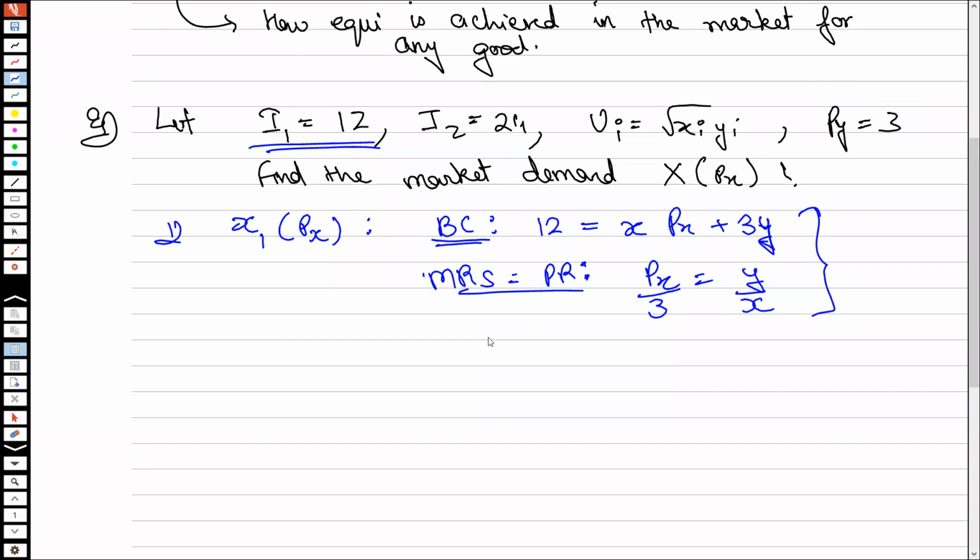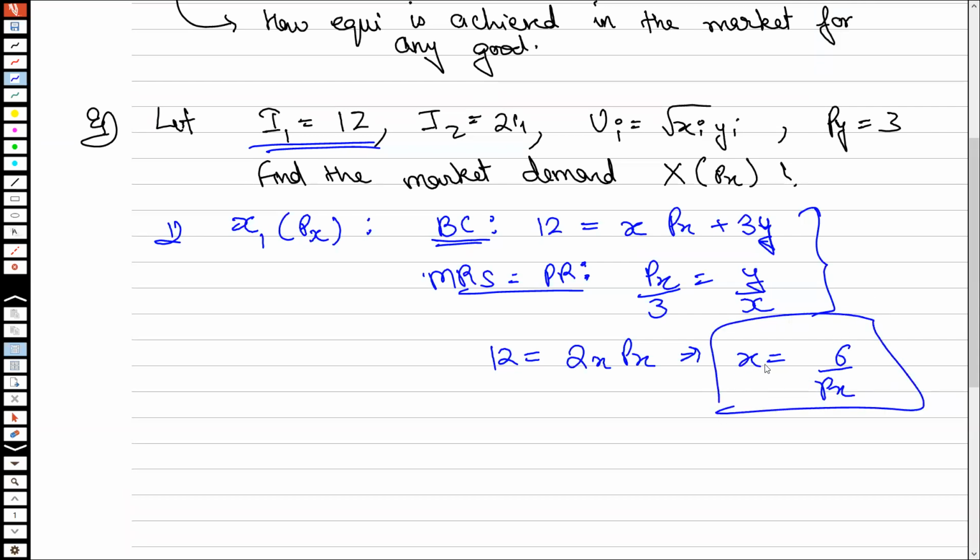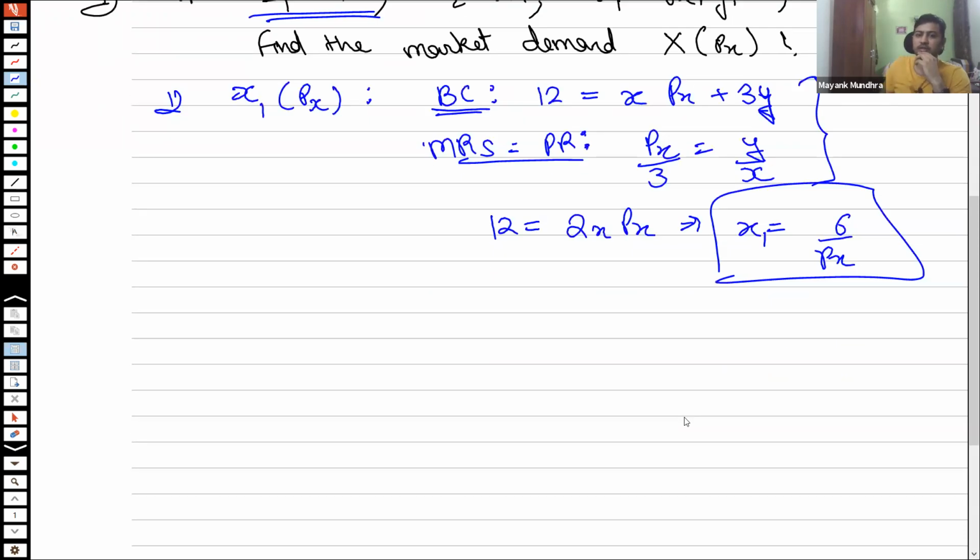So 12 is equal to xpx plus... 12 is equal to 2xpx by 3. Sorry, can you repeat it? 12 equal to 2xpx. 2xpx, very good, which implies x is equal to 6 by px. Yes. Okay, so this is the demand for good X of person one: x1 equals 6 by px.